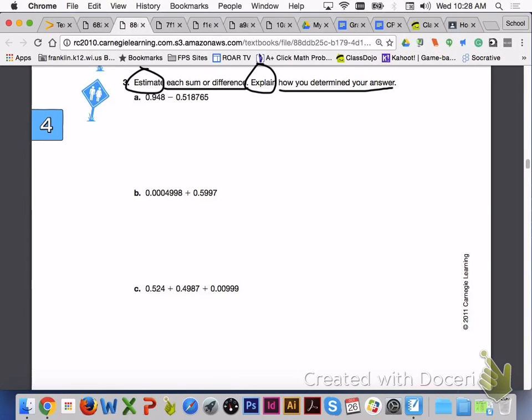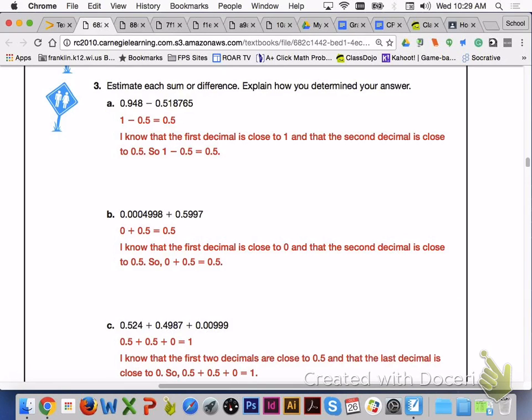Turn to page 248. Answer number 3, letters A through C with your group members. Number 3, letter A, the first decimal is close to 1 and the second decimal is close to 5 tenths, so 1 minus 5 tenths is equal to 5 tenths. Letter B, the first decimal is close to 0, the second decimal is close to 5 tenths, 0 plus 5 tenths is 5 tenths. And finally for letter C, the first two decimals are close to 5 tenths, and the last decimal is close to 0. So 5 tenths plus 5 tenths plus 0 is going to give you 1.